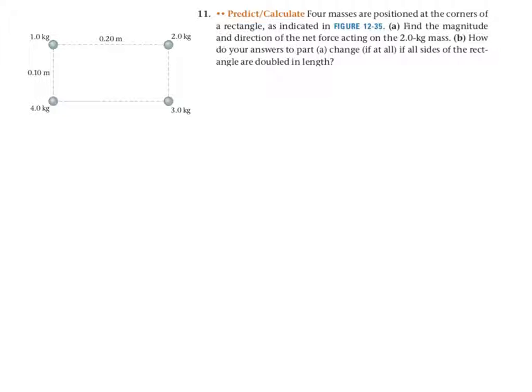Since all the distances would be twice as large, then the factor of r squared would become 1/4. So all of the forces will become 1/4 as large, so the total force will be 1/4 as large, but the direction will not change.